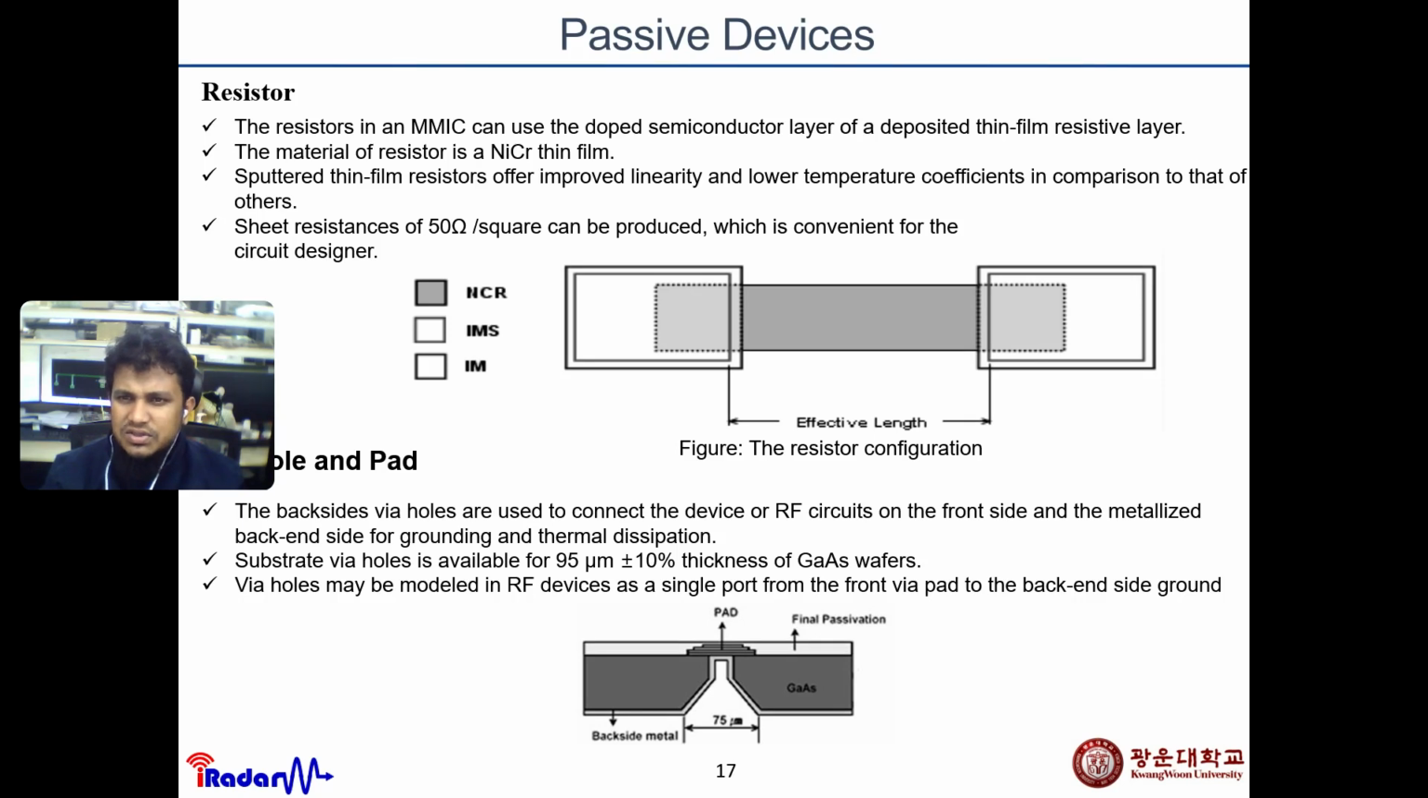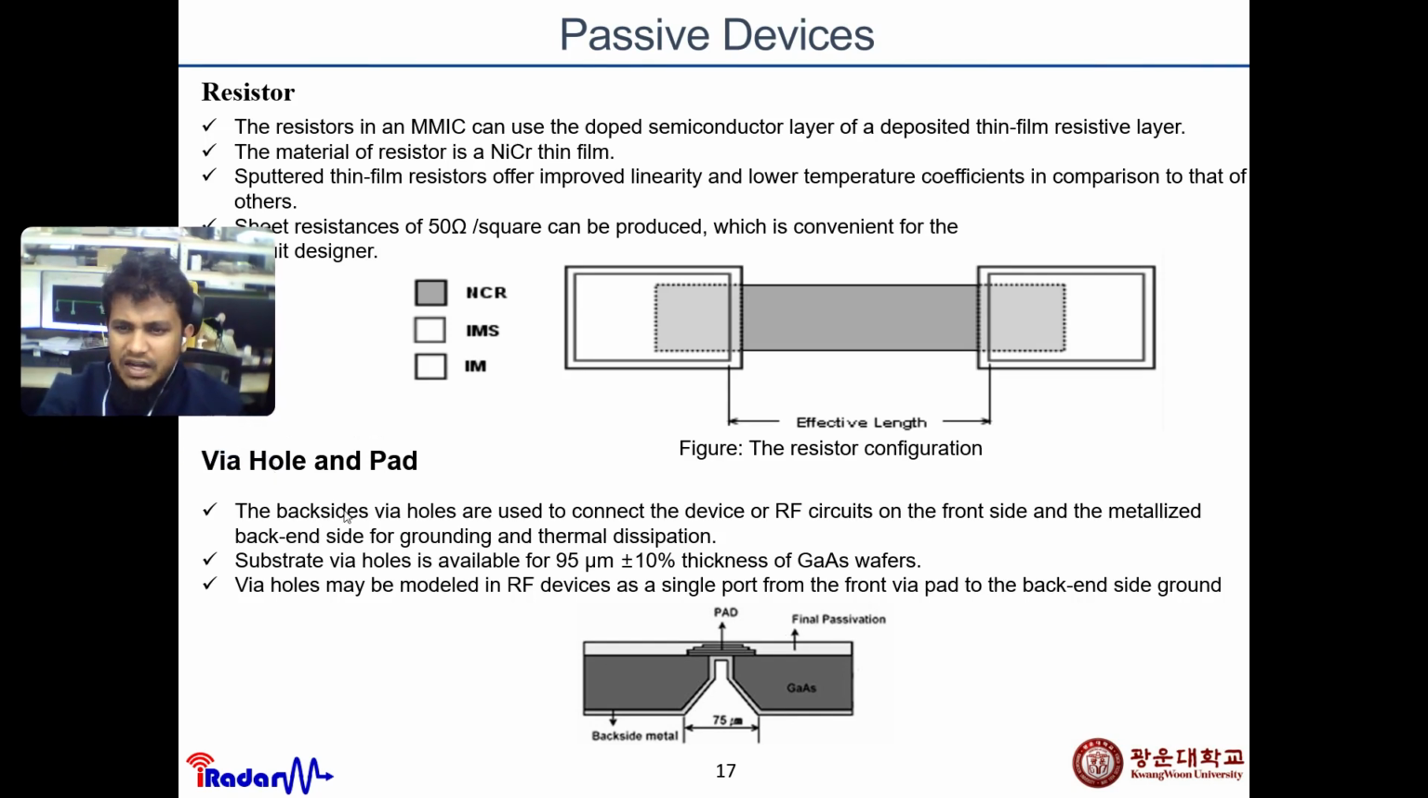The thin film resistors offer improved linearity and a lower temperature coefficient in comparison to others, and a sheet resistance of 50 ohm per square can be produced, which is convenient for the circuit designer. This is the resistive configuration. And via and pad also play an important role in a design.